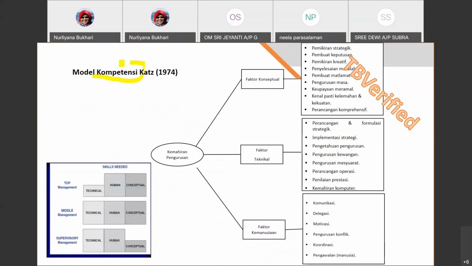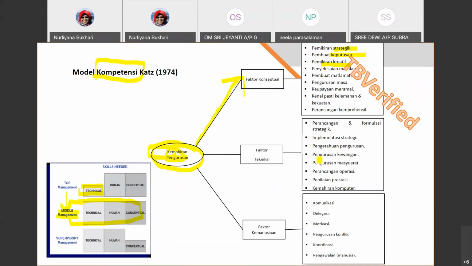And the KATZ competency model. This is a competency model for leaders. Remember the knowledge competency just now? Same. In order to be competent, you have to have management skill, kemahiran pengurusan. For the top management, technical is the least needed, because the rest you can ask the middle management to do. Supervisory management maybe don't have to really understand, but the middle management, the middle leaders, need to do everything. They need to manage technical, human, and conceptual skills. Conceptual means strategic thinking, decision making, creative thinking.